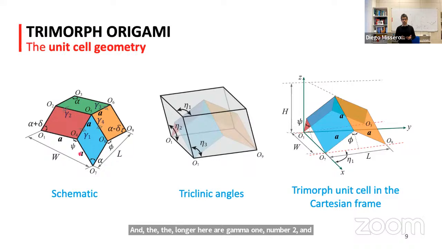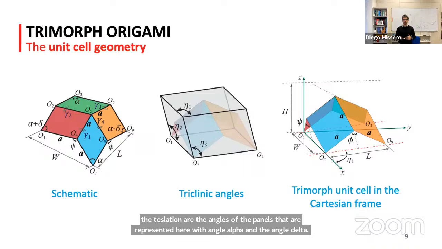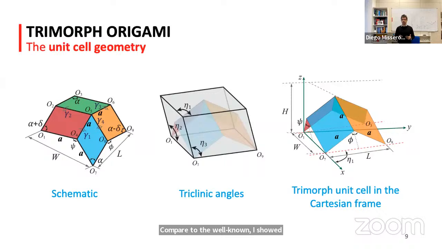And the geometrical design parameters of the tessellation are the angles of the panels, represented here by the angle alpha and the angle delta. Compared to the well-known Miura-Ori and the eggbox pattern that I showed before, the triamorph pattern distinguishes itself by having a triclinic symmetry.